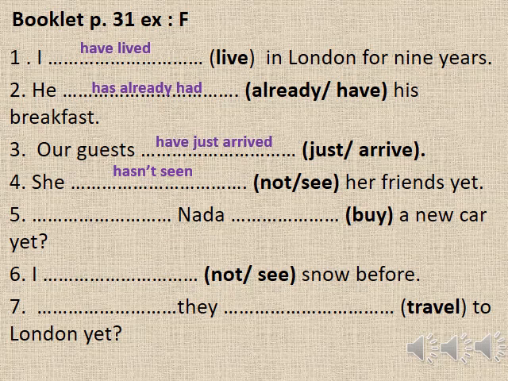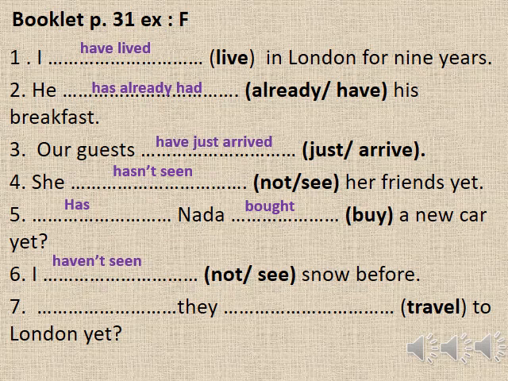Number 5, space, Nada, buy a new car yet. As you can see, there's a question mark. So this one is a question. So we're going to start with has or have, subject, and the past participle of the verb. So the answer will be, has Nada bought a new car yet? Number 6, I not see snow before. This one is negative, so the answer will be, I haven't seen snow before.